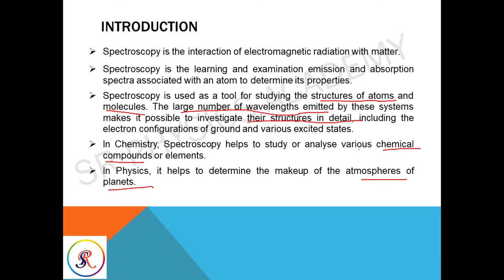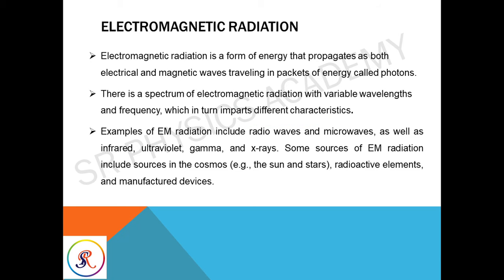Next, we will study what electromagnetic radiation is. Electromagnetic radiation is a form of energy that propagates as both electric and magnetic waves. Electromagnetic waves are created due to the periodic change of electric and magnetic fields. It is an electric and magnetic disturbance traveling through space at the speed of 3 into 10 power 8 meters per second.